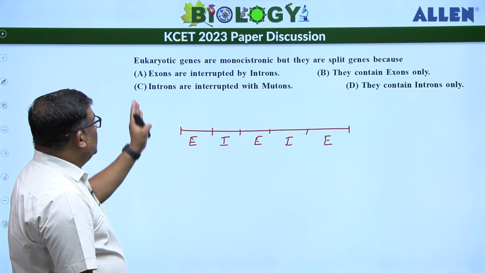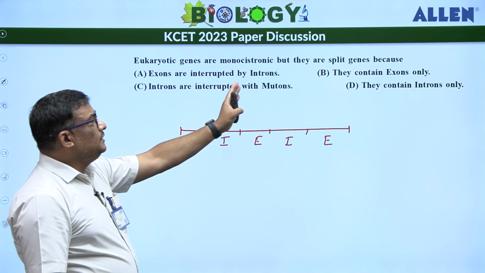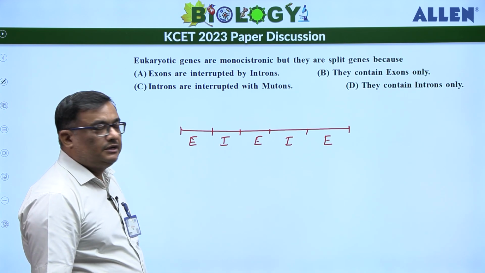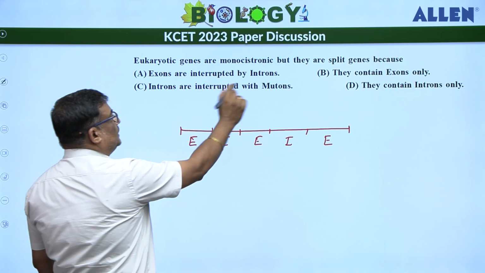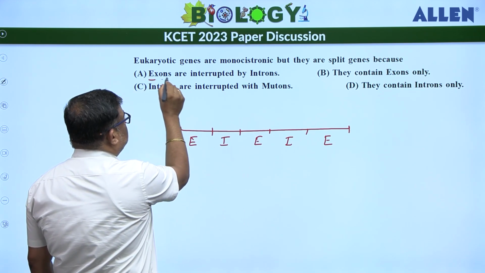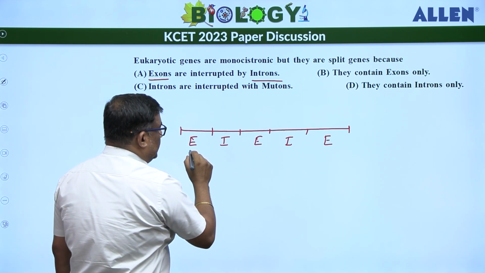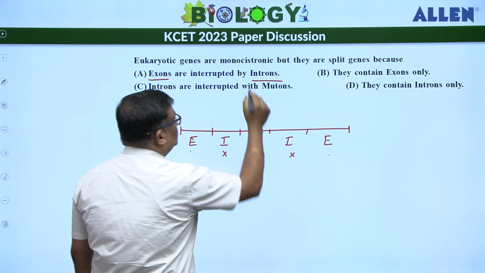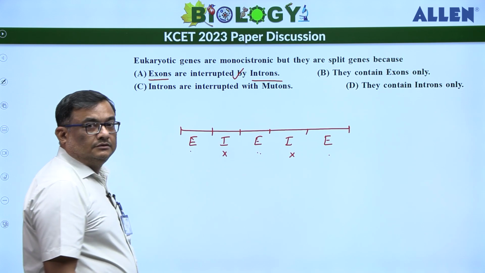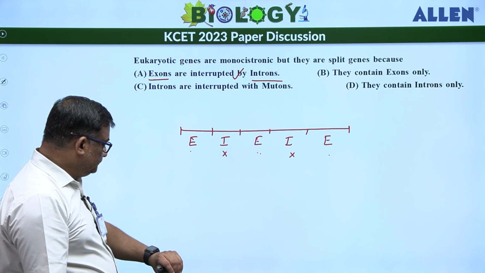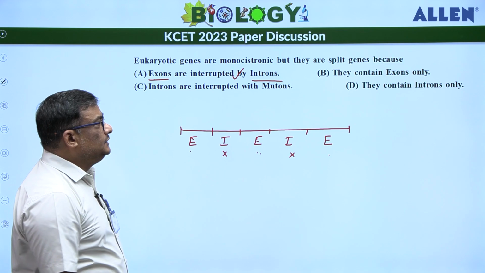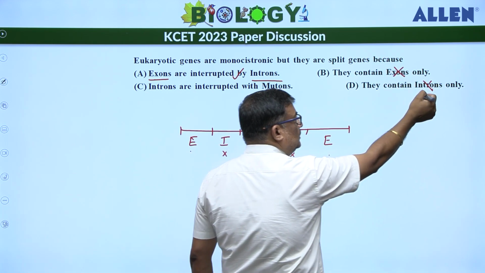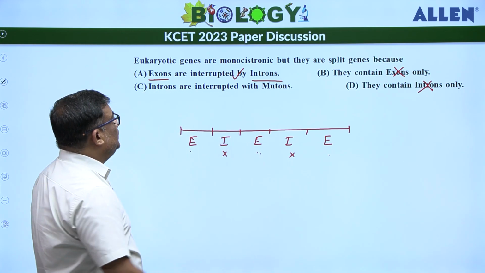Now, eukaryotic genes are monocistronic, but they are split genes because, look at the statement. I have drawn the diagram. From here only you can conclude the answer. Exons are interrupted by introns. Seems to be correct. They contain exons only, ruled out. Introns only, ruled out. They are interrupted by mutons.